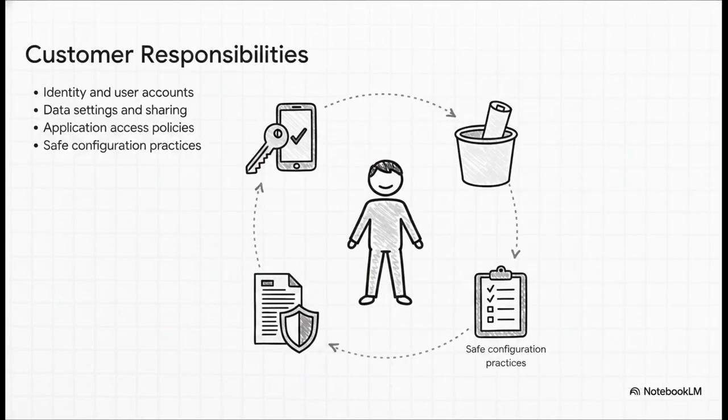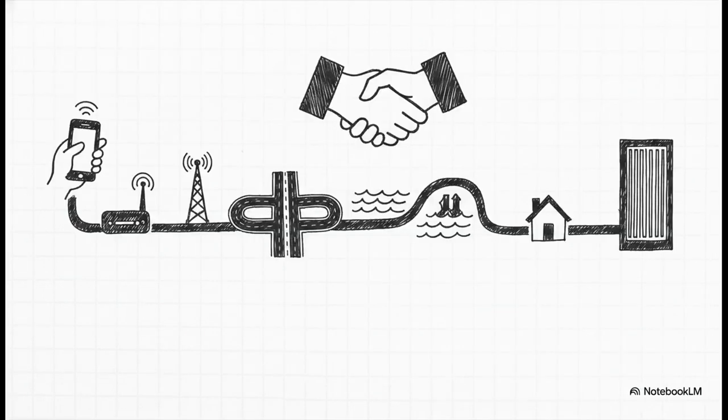So regardless of whether you're using IaaS, PaaS, or SaaS, there are always certain things that customers are responsible for securing. You are always on the hook for identity and user accounts, meaning making sure you're using strong passwords and multi-factor authentication. You're responsible for data settings and sharing, so if you put a highly private document in a public cloud bucket, well, that's on you. You have to manage application access policies, determining exactly who gets to see what, and you must maintain safe configuration practices across the board. The cloud is incredibly powerful, but a misconfigured cloud is literally a fast track to a massive data breach.